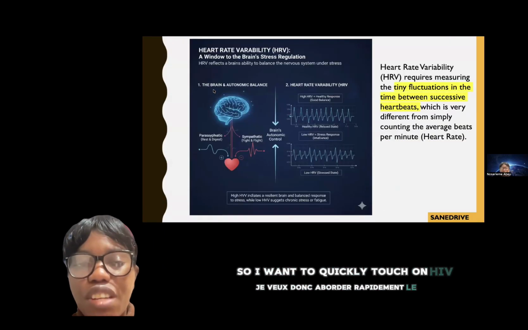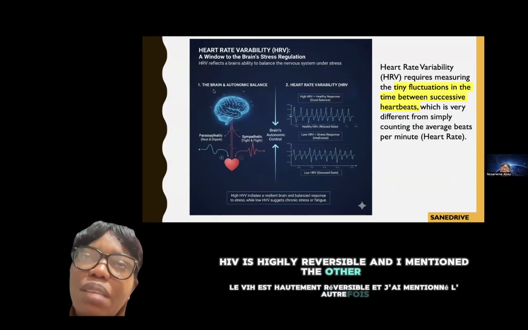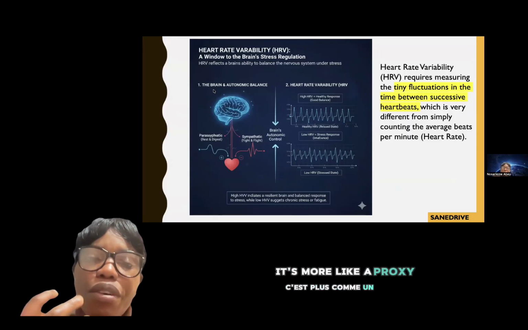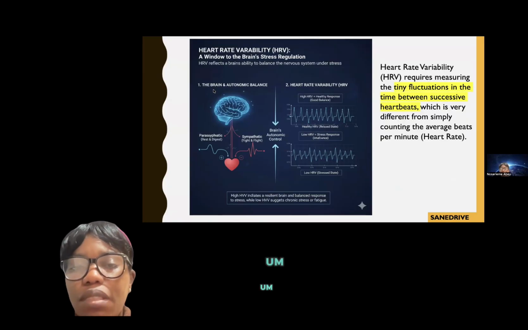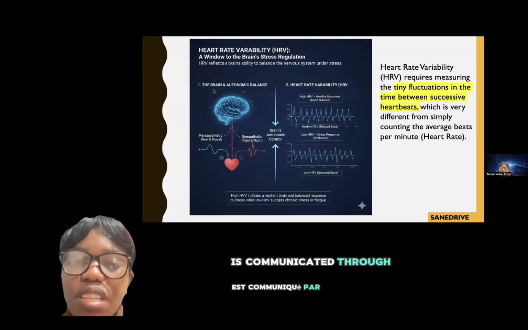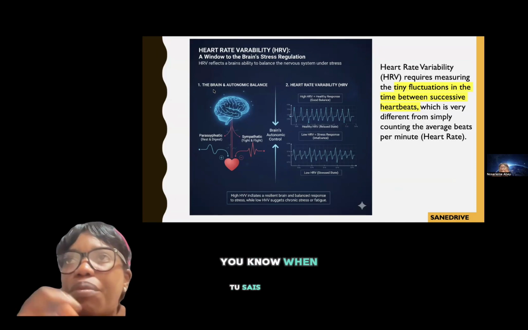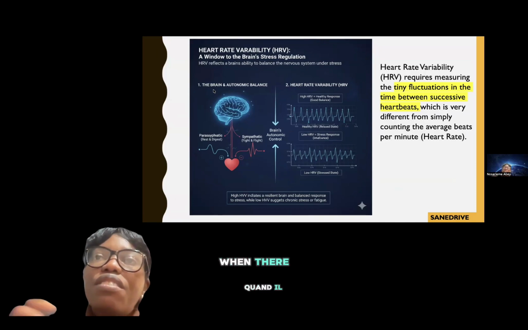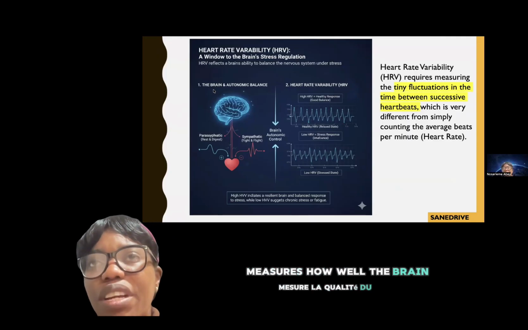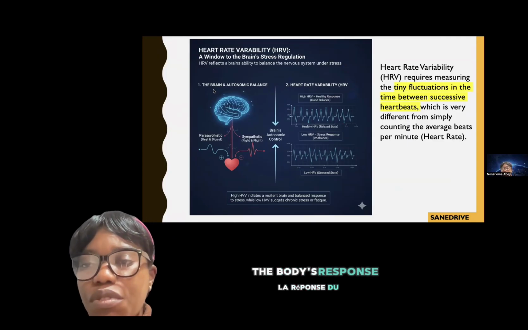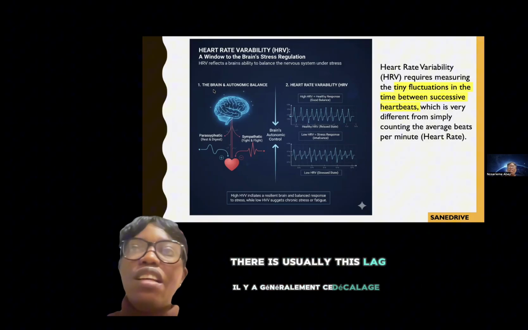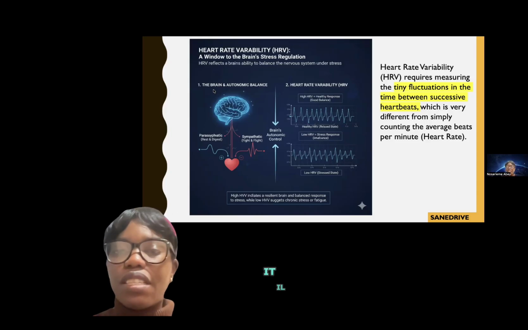So I want to quickly touch on HRV. HRV is heart rate variability, and I mentioned the other time that it's very important. It's more like a proxy for the brain's autonomic control. The balancing of the parasympathetic and sympathetic nervous system is communicated through the heart rate variability. When we have the fight and flight mode and there is no balance between these two, then there might be a problem. The heart rate variability measures how well the brain is managing the body's response to stress. For example, if some of us are familiar with the buffer system, there is usually this lag that when an acid is released into it, it's able to withstand it.